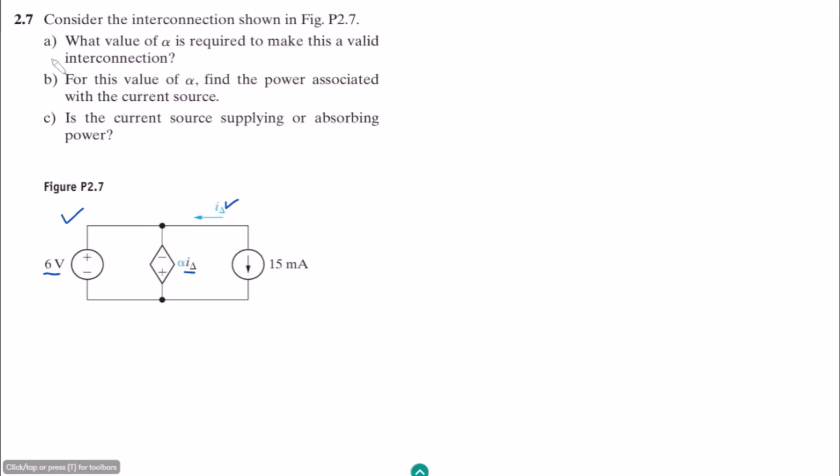So in this circuit, what are the different parts? In part A, what value of alpha is required to make this a valid interconnection? Alpha is the multiplicative term here with this I delta. In order to find it out, we can see that in this circuit, these two are the common nodes between this voltage source and this one. To make this a valid circuit, in the parallel ones the voltage across here should remain the same. The voltage between these terminals and these nodes should remain the same.